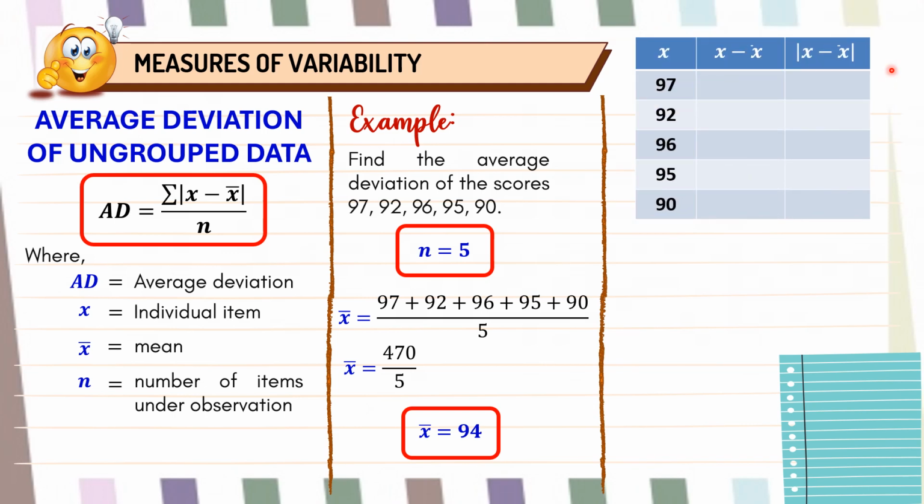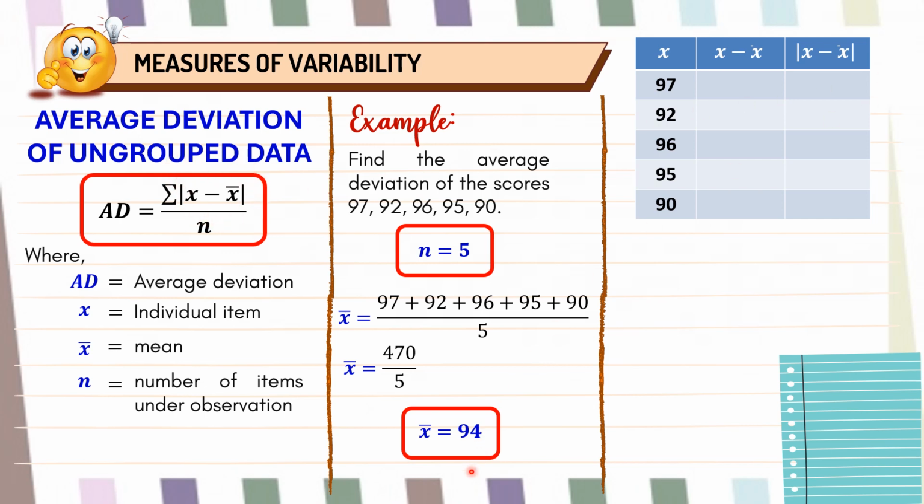Then let us have this table. Why did we come up with this table? We need to identify the value of x minus the mean, or the score minus the mean, and the absolute value of the score minus the mean. It's because we need to identify the value of the absolute value of x minus mean.